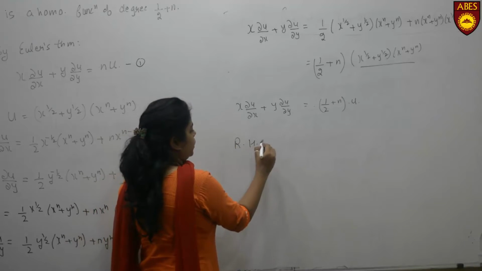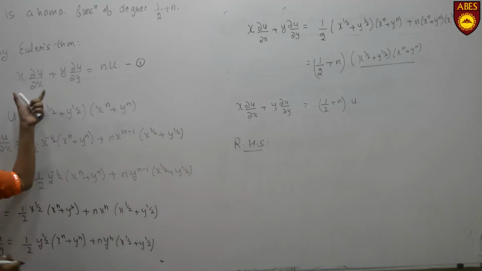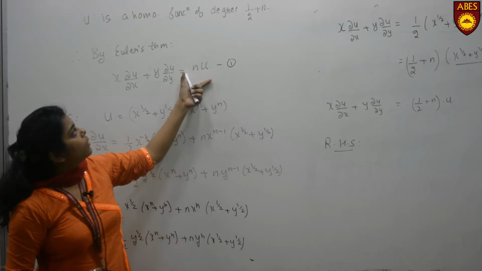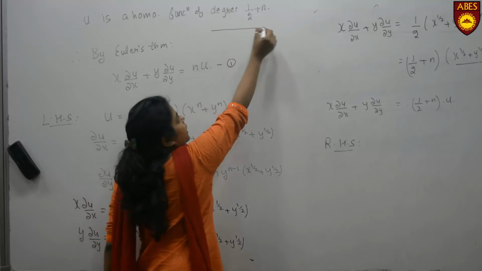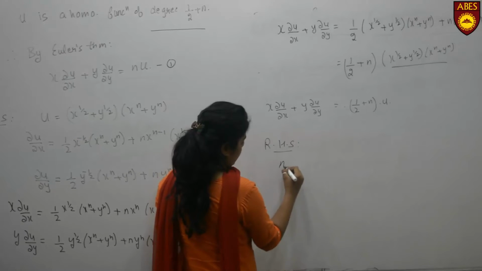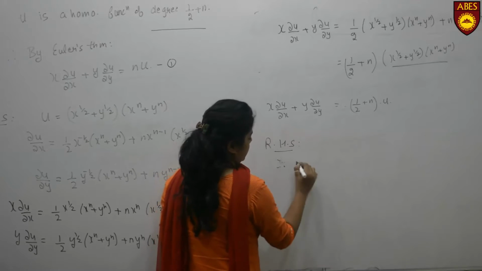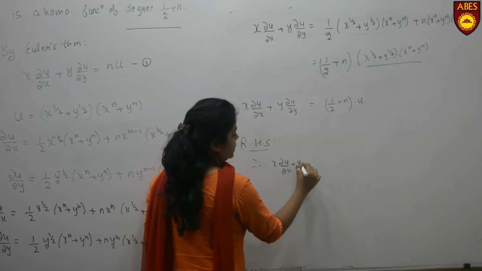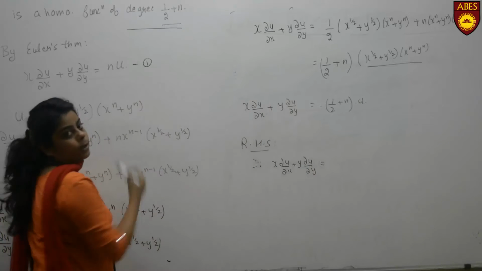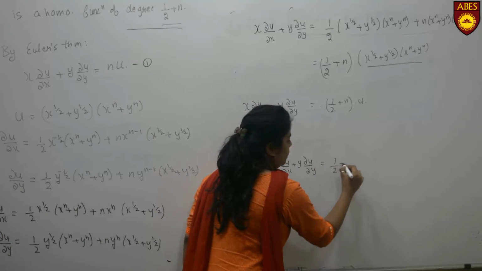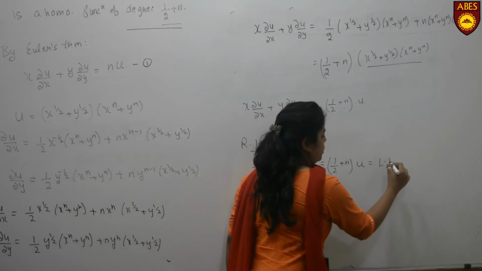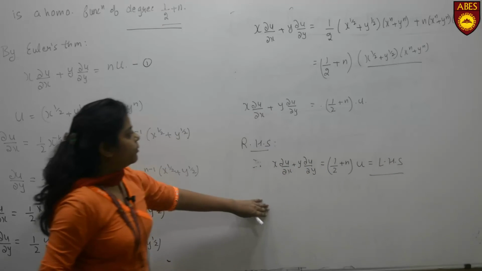Now solving the right hand side of the given equation. Right hand side says x del u by del x plus y del u by del y equals nu, and we have derived that u is a homogeneous function of degree 1 by 2 plus n. So therefore right hand side, x del u by del x plus y del u by del y equals, the degree of the function is 1 by 2 plus n, this is 1 by 2 plus n u, which is same as the left hand side. Therefore we have verified Euler's theorem.